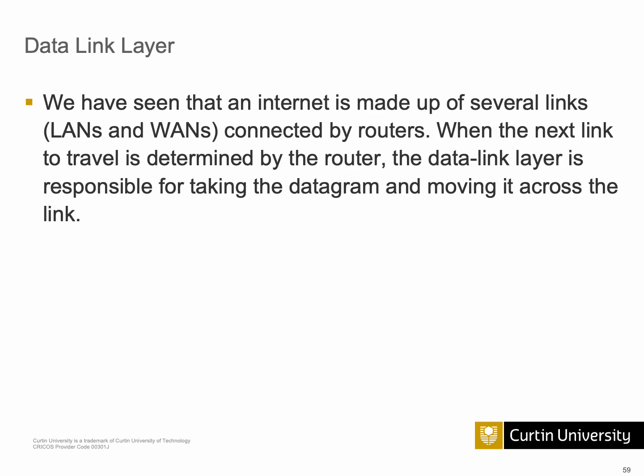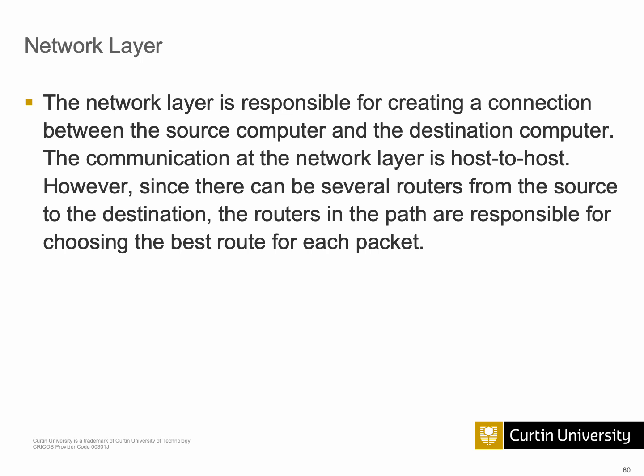Then we have the data link layer. As we saw, the internet is made up of several links, LANs and WANs, and they are connected by routers. When the next link to travel is determined by the router, the data link layer is responsible for taking the datagram and moving it across the link. Then we have the network layer. It is responsible for creating a connection between the source computer and the destination computer. The communication at the network layer is host to host.